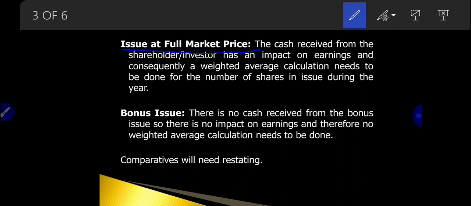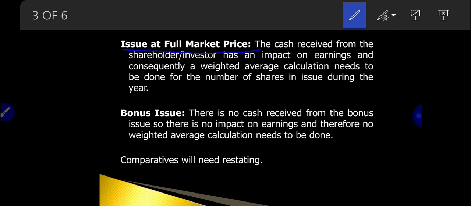Now, how do we restate the earnings per share figure of the previous year? What you have to do, you get the earnings per share figure of the previous year, then you adjust that earnings per share figure by a factor. And this factor which we use is always to get the number of shares before the bonus issue over the number of shares after the bonus issue. That's how we restate the comparative EPS of the previous year.